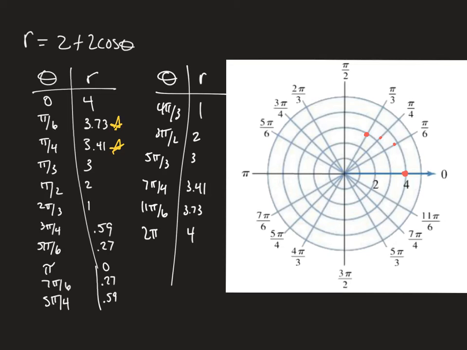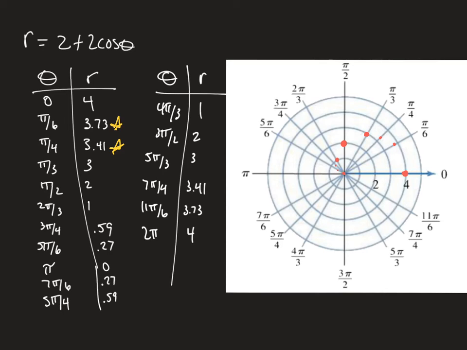At pi over 2, we are at 2. I can't read it. Okay. 2 pi over 3, we are at 1. So at 2 pi over 3, we are at 1. At 3 pi over 4, we are at 0.59. All right. So roughly there. That's terrible, but that's all right. And then 5 pi over 6, we are at 0.27. So roughly there. Not the greatest, but it's okay because I'm working with the iPad. You can make it a little bit easier or a little bit neater on the paper. And at pi, we are at 0.